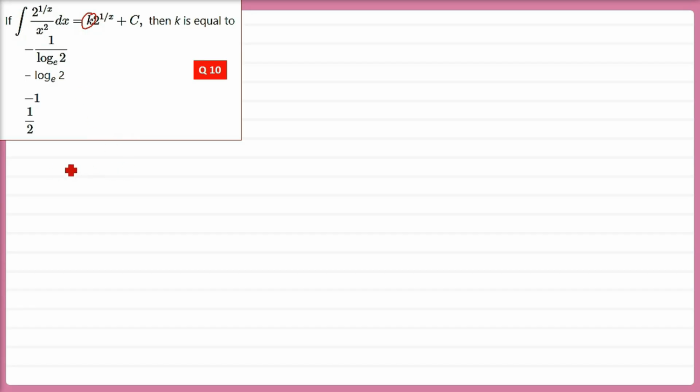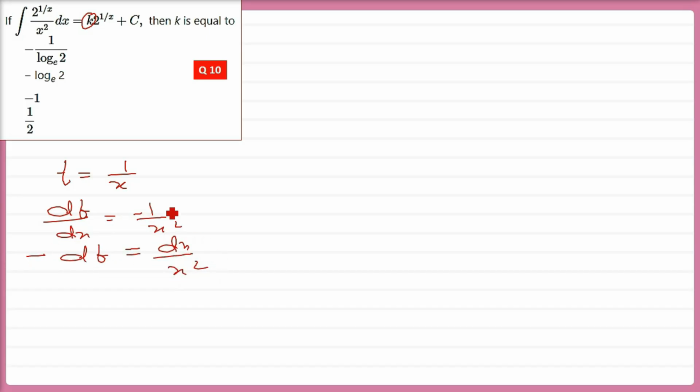So 1 by x can give you 1 by x square after differentiation. So when you put t equals 1 by x and differentiate it, dt by dx will be equal to negative 1 by x square. That means if you bring this negative to the left, negative dt will be dx by x square. So we got this dx by x square just now after putting t equals 1 by x. So this whole integration will be like this, integration of 2 raised 1 by x. What is 2 raised 1 by x?